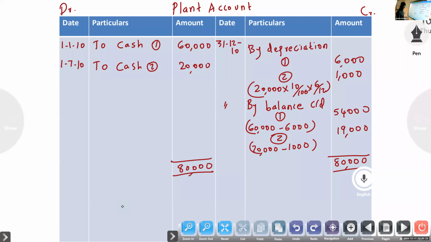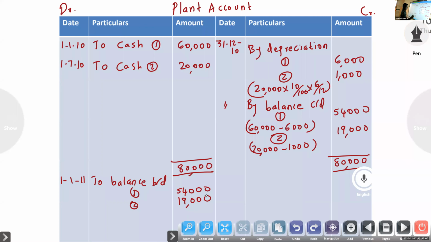Next year, 1/1/2011. So first we will write to balance b/d, 54,000 and 19,000. Then you have to look for any transaction this year, 2011. No. The next transaction is on 1st July 2012 only.